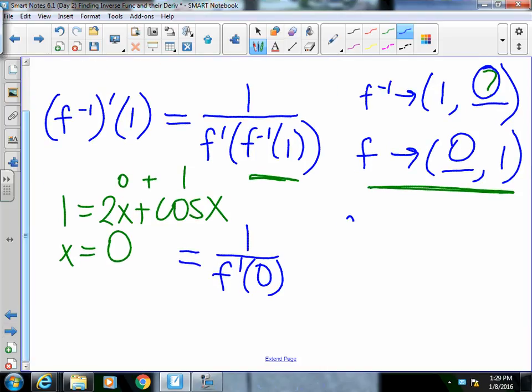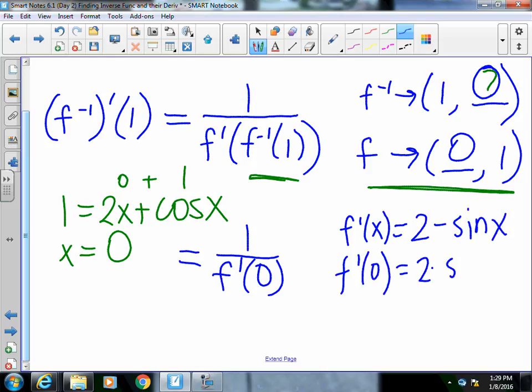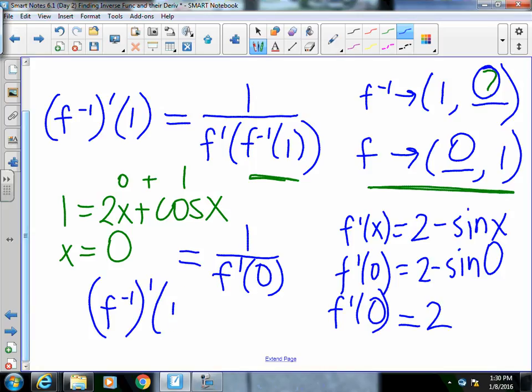Well, let's find f prime. Our function was 2x plus cosine of x, so f prime is 2 minus sine of x. I need f prime of 0, so I'm going to plug in 0. And I'm going to find out sine of 0 is 0, so this is equal to 2. F prime of 0 equals 2, which means our f inverse prime of 1 is going to be equal to, keep the 1 in the numerator, f prime of 0 is 2, so our answer to this problem is 1/2.